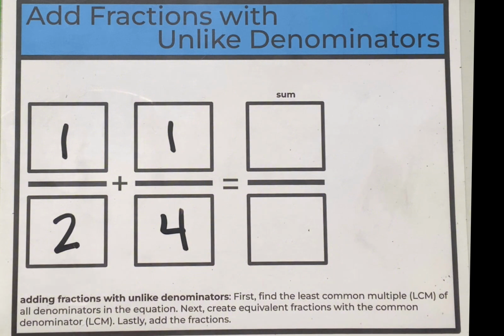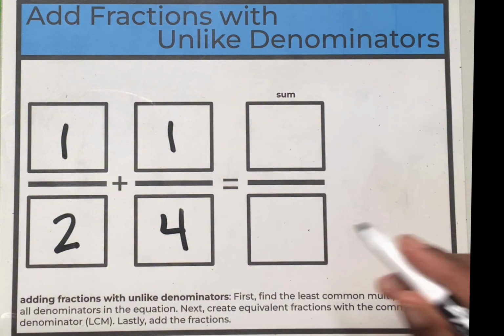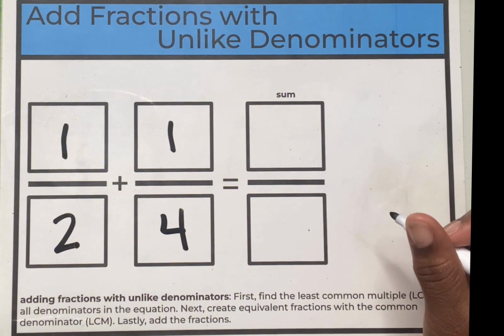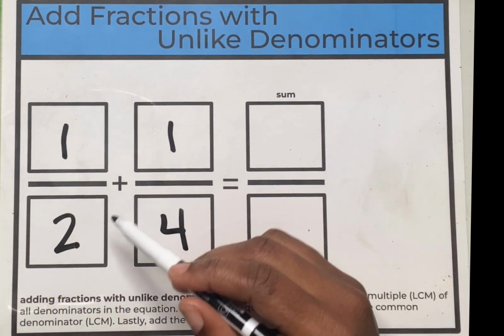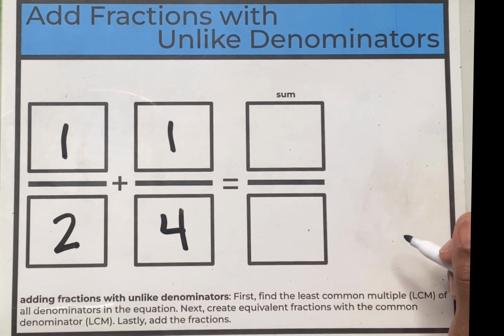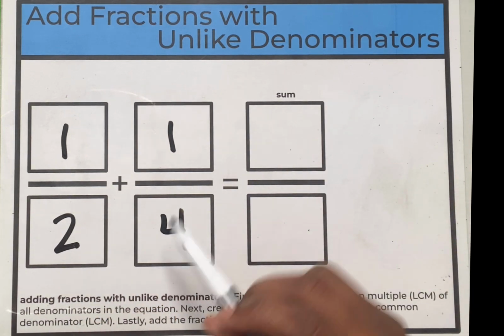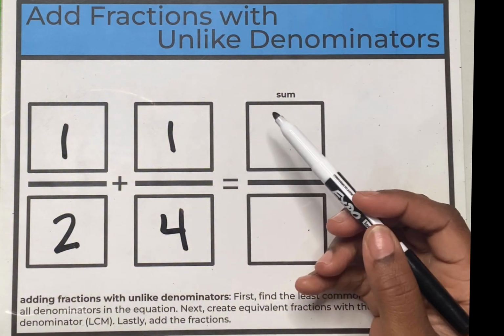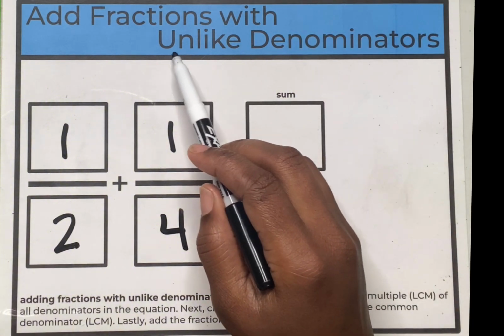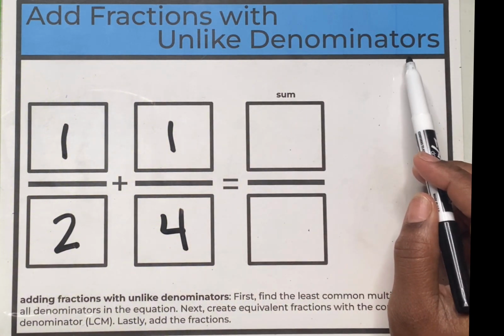Let's get started. Today we're going to practice adding fractions with unlike denominators. This is an extended lesson, so we're going to have several examples using this skill. If you'd like to see the mini lesson, that's another video on the channel. Our first problem is 1/2 plus 1/4. If you notice, our denominators are different, hence the title and our target, adding with unlike denominators.